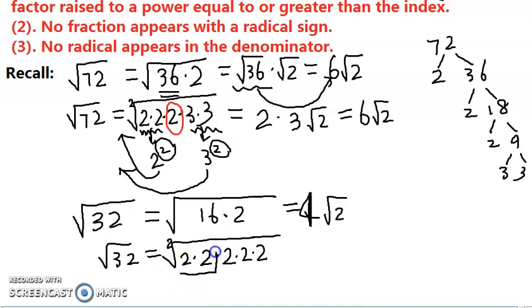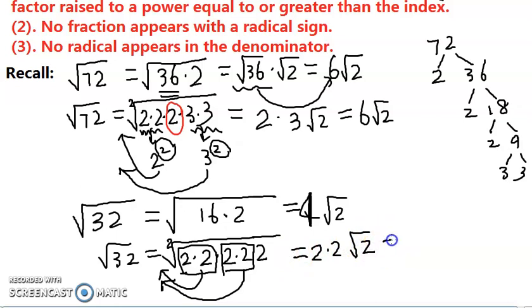So we see we have 2 copies of 2, so these have to be taken out. And we see another 2 copies of 2, these have to be taken out. And then we run out of pairs, and we can leave that single 2 under the radical sign. So the first pair will give us a single 2, and the second pair will give us another 2. And now there's a single 2 left under the radical sign. So we multiply these 2 and 2, we get 4 radical 2.